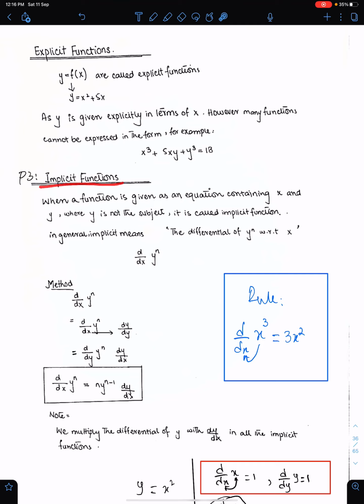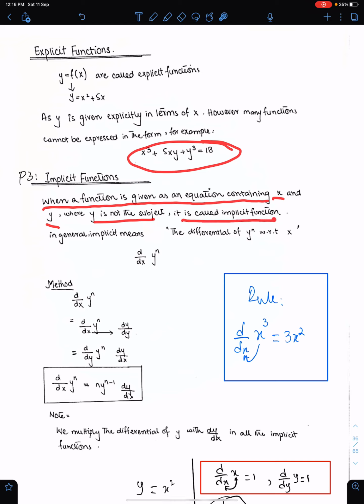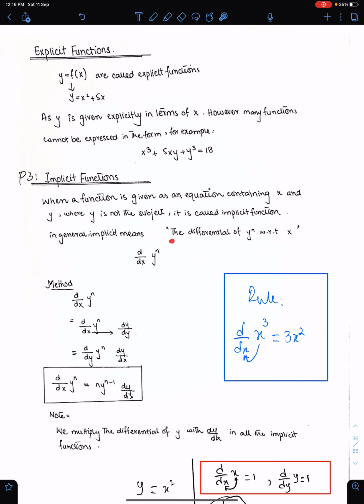So, implicit functions means when a function is given as an equation connecting both x and y, where y is not the subject, like this, it is called implicit function. In general, implicit means the differential of y with respect to x.